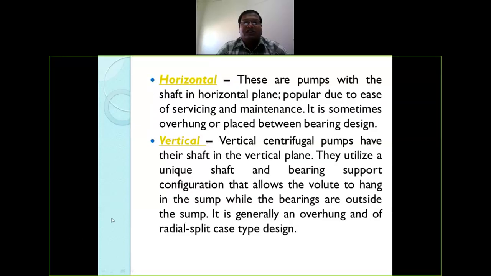Okay. So what is a horizontal shaft? These are pumps with the shaft in the horizontal plane. Popular due to ease of servicing and maintenance, and it is sometimes overhung or placed between the bearing design.